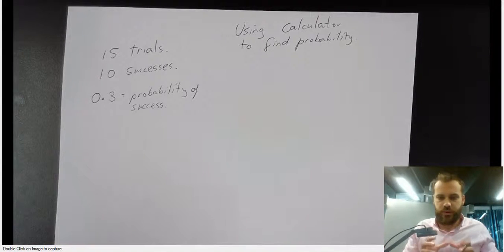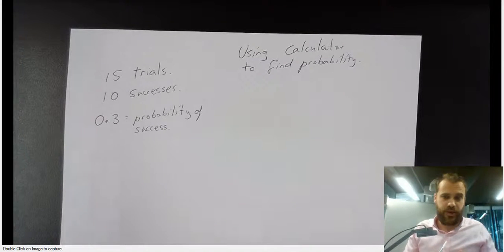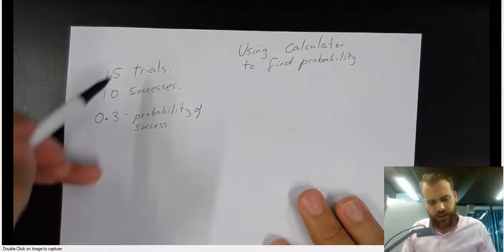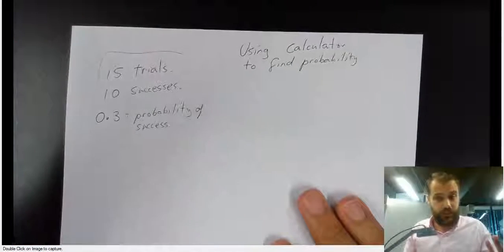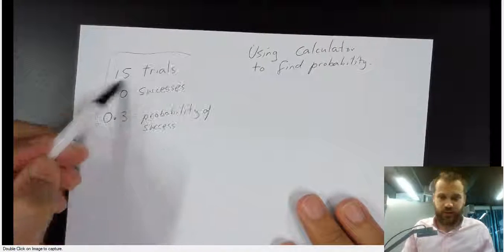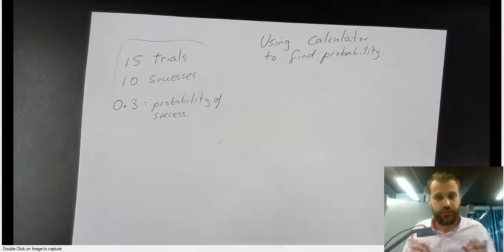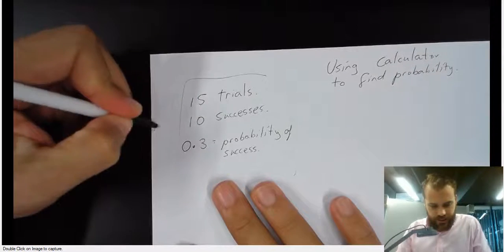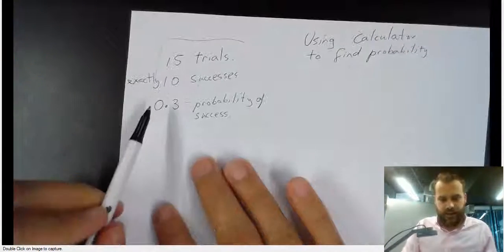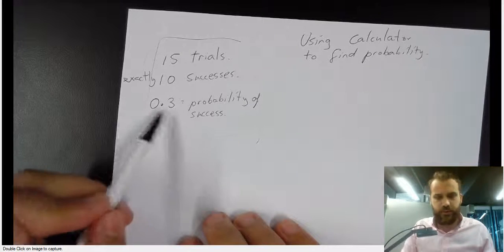So in this video, I want to use my calculator again. This time I'm going to use it not to find just combinations, but to find the probability of something happening. So this is a binomial question here. I haven't written it in words, but I'll put it into words for you now. There's 15 trials. We want to know the probability, not the number of different ways, but the actual probability of having exactly 10 successes. I'll use the word exactly here. Exactly 10 successes if the probability of a success for each one is 0.3.